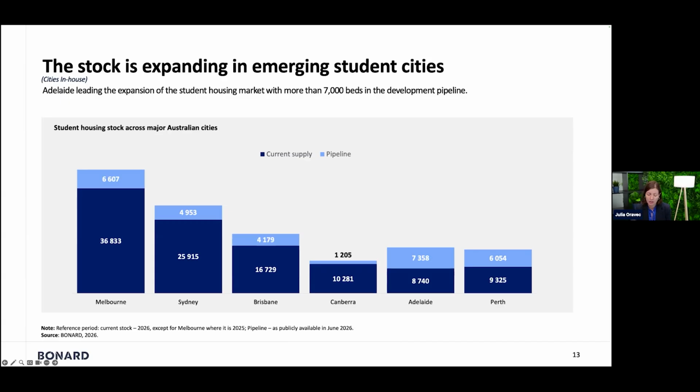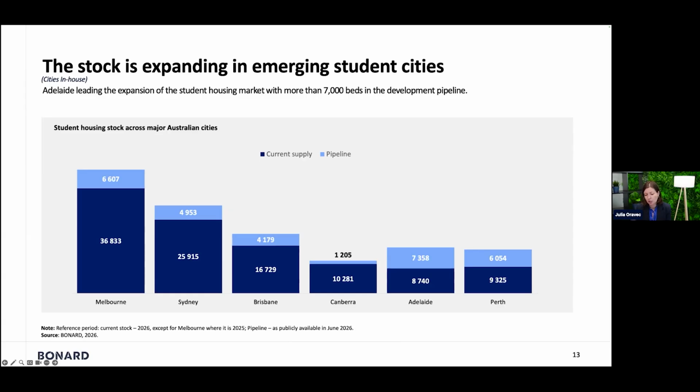Actually, Adelaide is the top market. We are expecting 7 new developments in the next 5 years that will contribute to over 7,000 beds. Those are very major plans and schemes, ranging from adding 500 to even 3,000 beds. Majority of these schemes, 6 out of 7, are still in the planning stage, so the construction hasn't started yet.